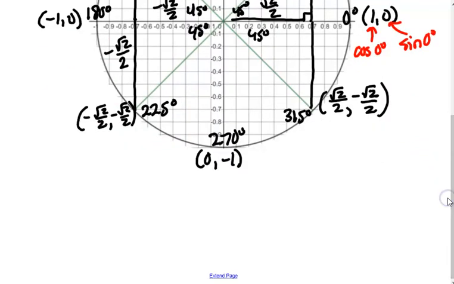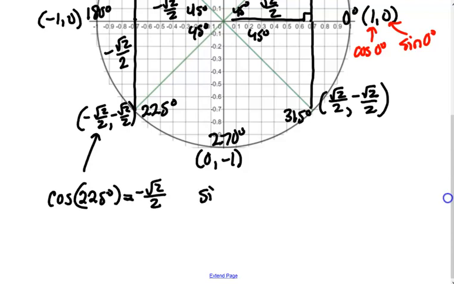Okay, so let me just write down a few examples here then. So I could say cosine of 225, I would look at this x value, equals negative square root of 2 over 2. And that's the same as negative 1 over square root of 2. Same thing, same number. I could say sine of 270 is equal to negative 1. Now what about tangent?